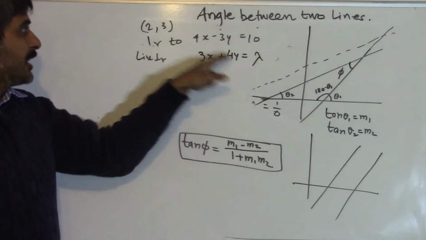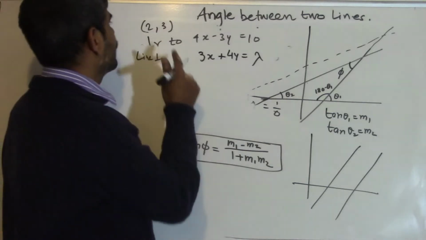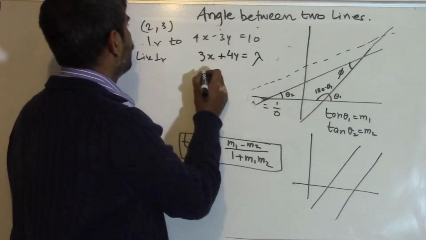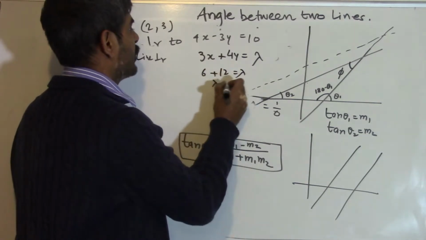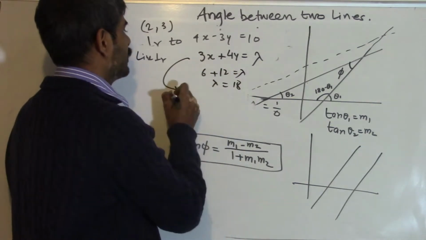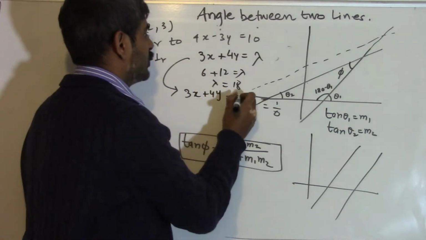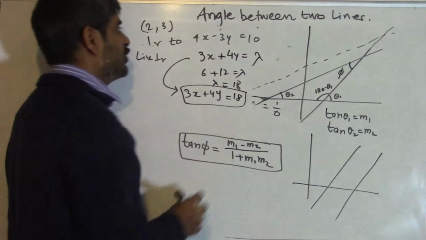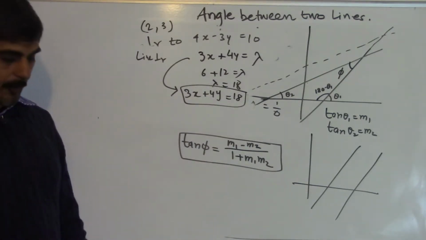And now this line passes through the point 2,3. Therefore the condition will give us 2 into 3 is 6 plus 4 into 3 is 12 is equal to lambda, or lambda is equal to 18. That means the equation of that line will be 3x plus 4y is equal to 18. So in many cases one or the other method will be helpful.